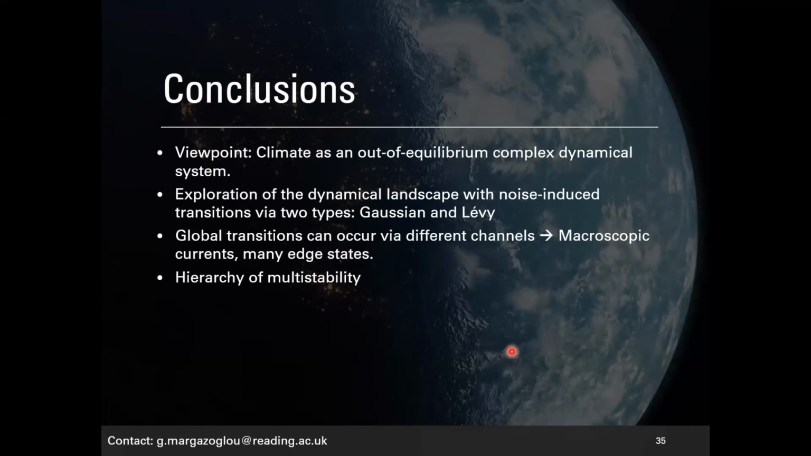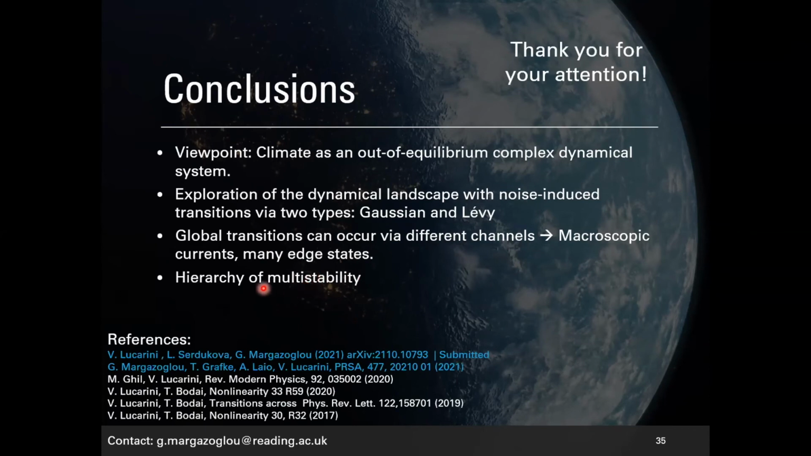And just to conclude, of course, the viewpoint is that the climate is an out-of-equilibrium complex dynamical system. I think we demonstrated that Gaussian kinds of noise can play some role in exploring the dynamic landscape, but also Levy noise could in principle be a fantastic tool, especially for situations where you deal with dramatic changes in the system, for instance, like an asteroid impact or a supervolcano eruption. These are dramatic effects that kick the system out of steady state. We also saw that global transitions can occur by different channels, and we introduced the concept of carriers of multi-stability. This project with the Levy noise was submitted earlier this week, and the rest you can see. Thank you all for your attention.